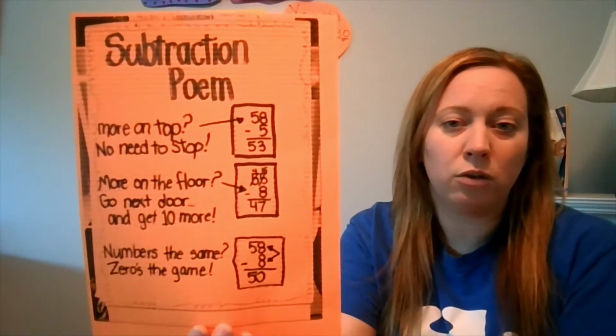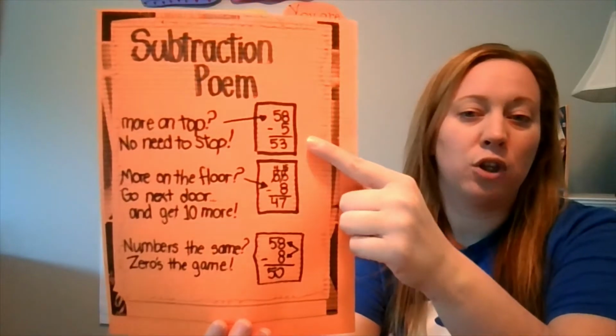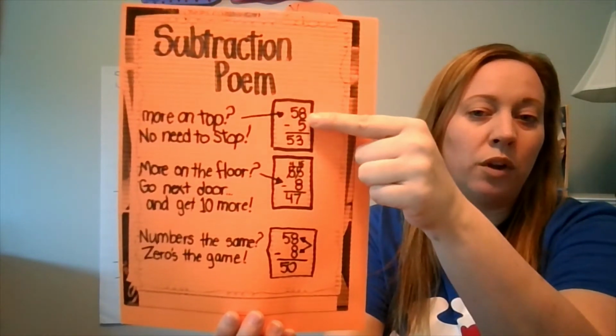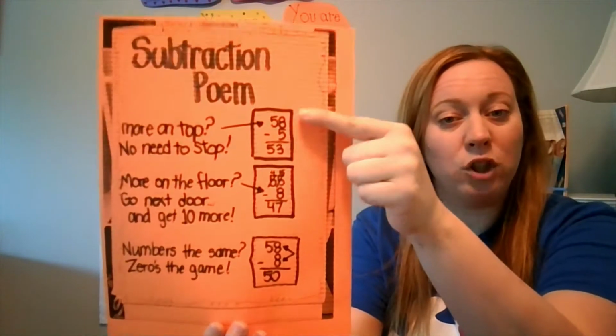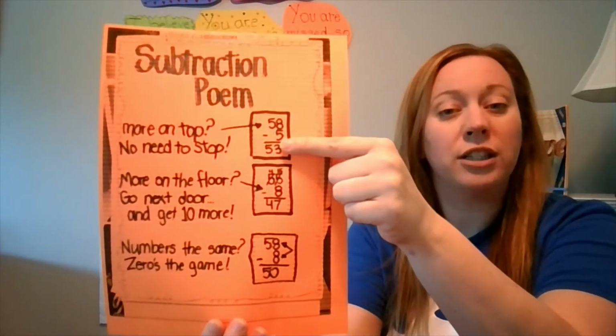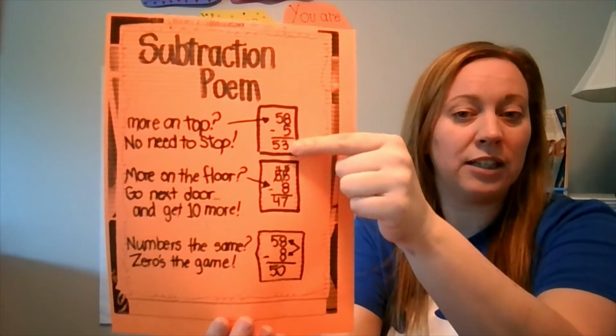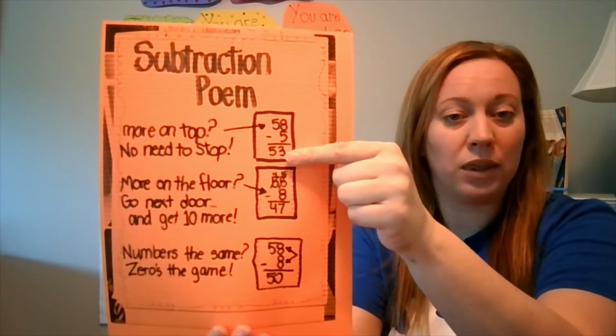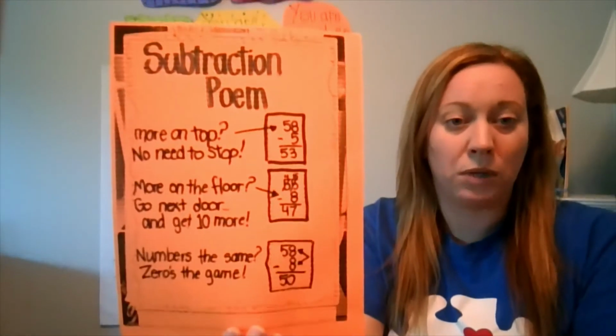So just to review the ones from last week, it says if there's more on top, no need to stop. Like the 8 is larger than the 5. So if the big number is on the top, you don't have to do anything besides subtract down. You would start with 8, you'd take away 5, and your answer would be 3.